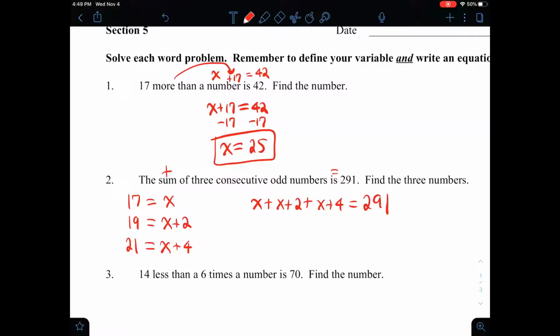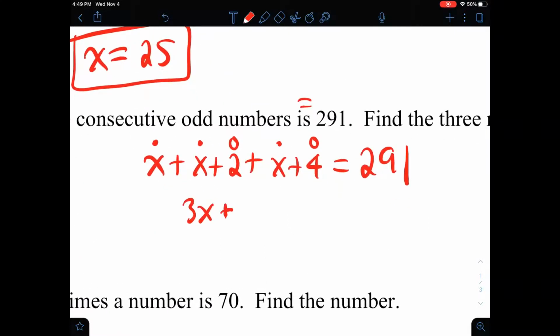Okay? Now we're going to solve this just like we normally would. So is there anything to distribute here? No. Any like terms? Yeah, we got two groups of like terms. We got 3 x's here. Then we got 2 and 4. So what's x plus x plus x going to be? That's going to be 3x. And then 2 plus 4 is 6 equals 291. That's really bad handwriting on the 9, but okay. Any other like terms? No.